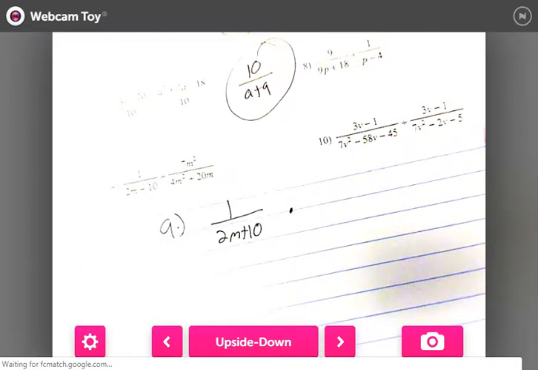So, see how this has 9p and this has 18? You can take out a 9 and you're just left with p. And 9 times what gives you 18? 2. So now these 9s can cancel. And you're just left with p minus 4 over p plus 2.